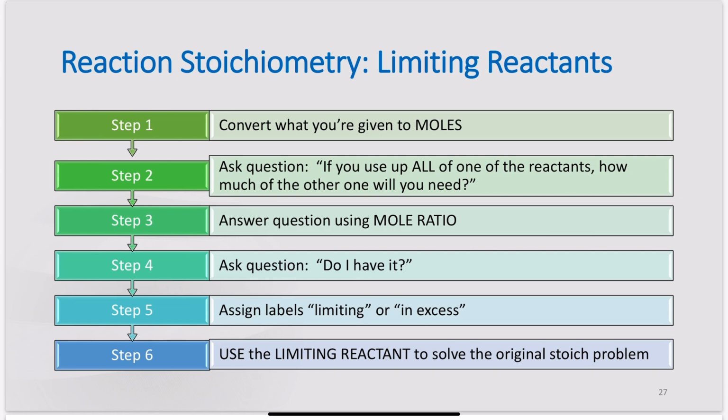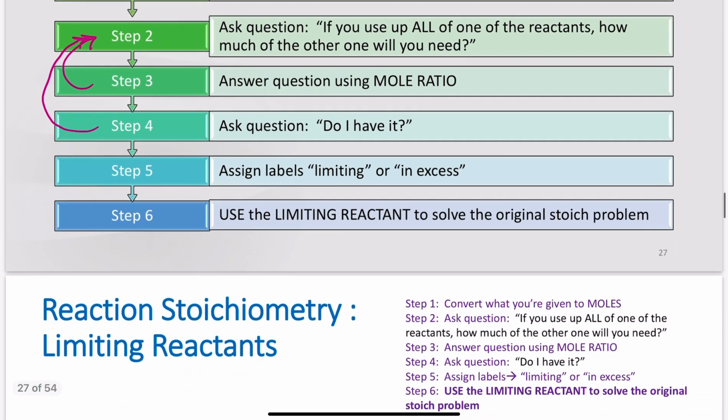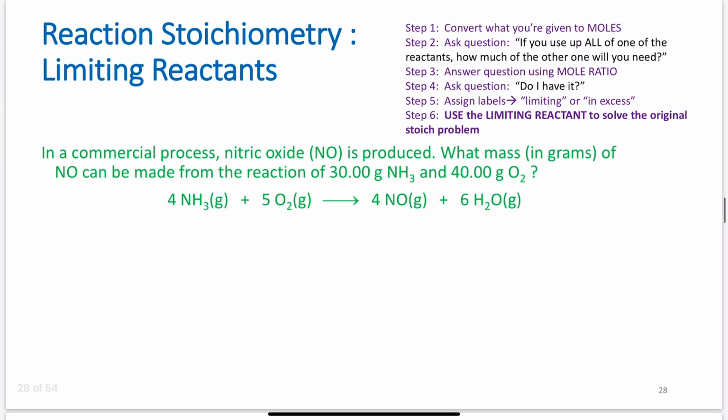Step 1, convert what you're given to moles. Step 2, ask yourself a question. If I use up all of one of the reactants, how much of the other one do I need? Step 3, answer this question using mole ratios. Step 4, ask the question, do I have enough? Assign labels of limiting and excess. One of your reactants will be limiting, the other reactant or reactants will be in excess. Use the limiting reactant to solve the original stoich problem. So let's go ahead and do that.